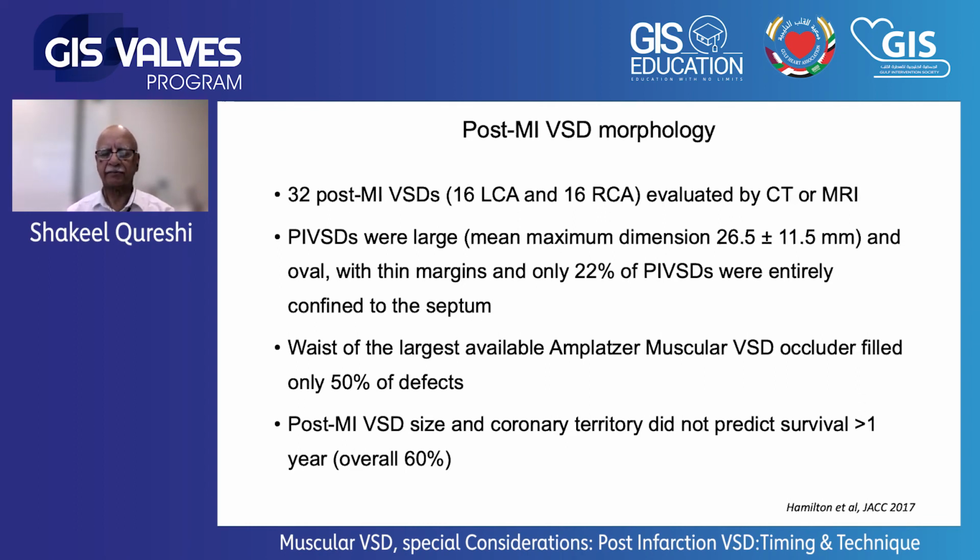There was a study from Bristol, from Mark Turner's unit, with Mark Hamilton as the first author, which focused more on the VSD morphology. There were 32 post-infarct VSDs evaluated by CT or MRI scan. They tended to be large, with a mean maximum diameter of 27 millimeters, and only 22% of them were entirely confined to the septum. And interestingly, the waist of the largest Amplatzer muscular VSD device would have filled only 50% of the defects.